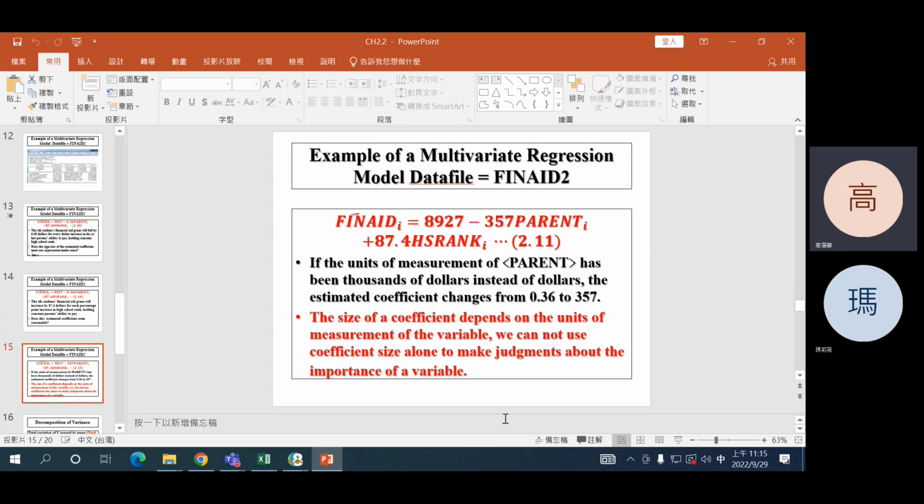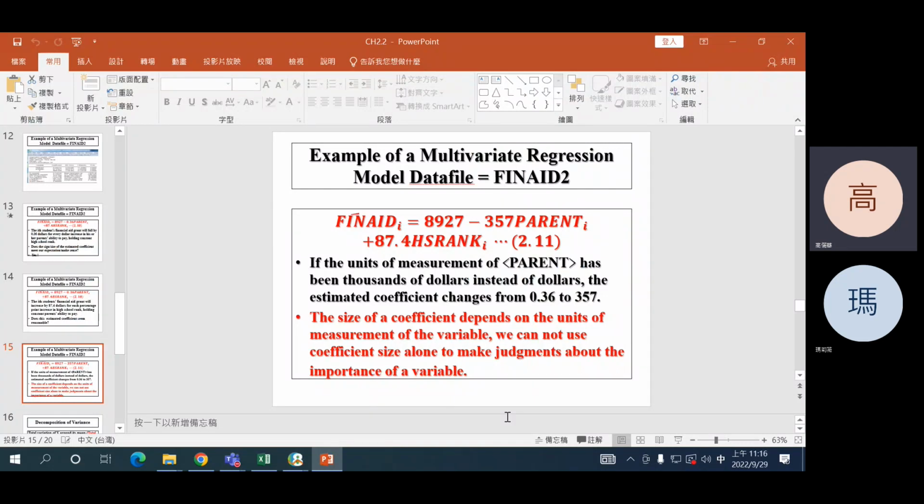And this is the one where the units of measurement of parents' ability to pay have been changed to $1,000 instead of dollars, right? So the estimated coefficient changed from 0.36 to 357. Whatever I mark in red ink or any colors means the key points you really have to pay attention to.